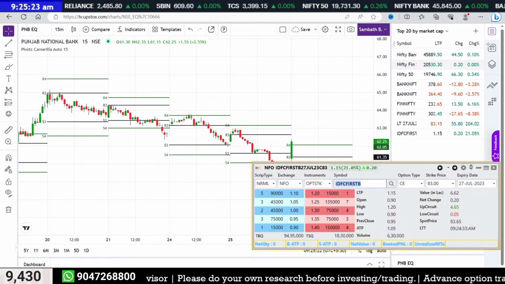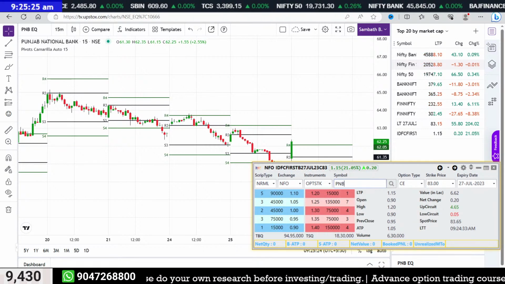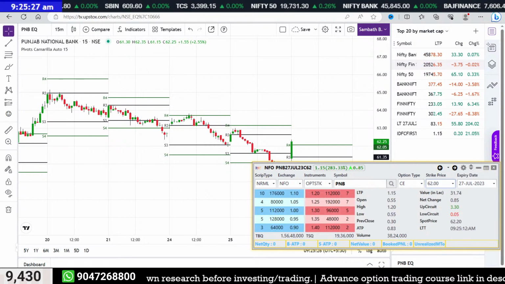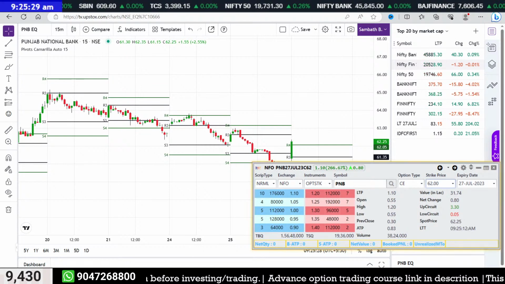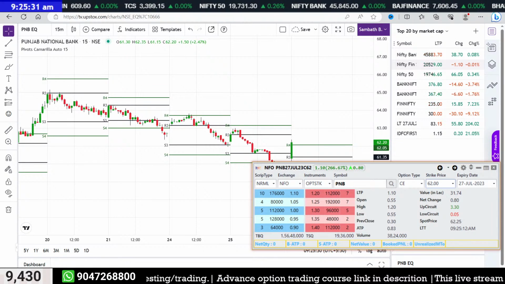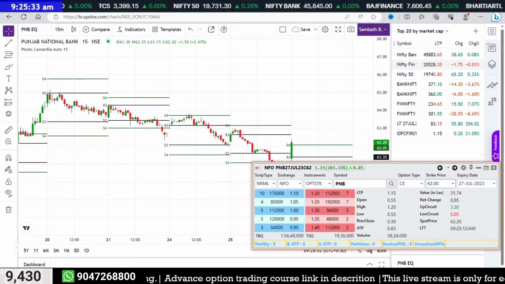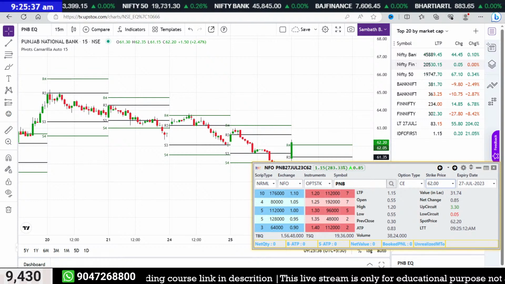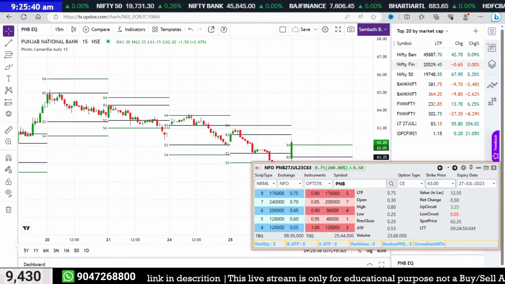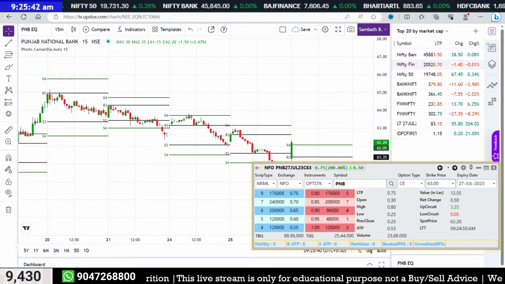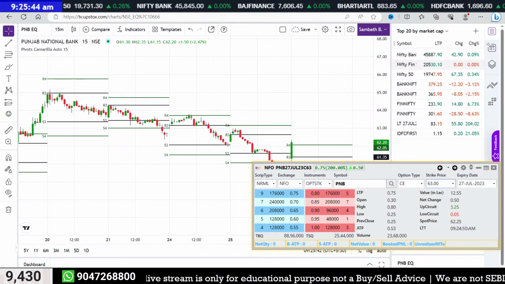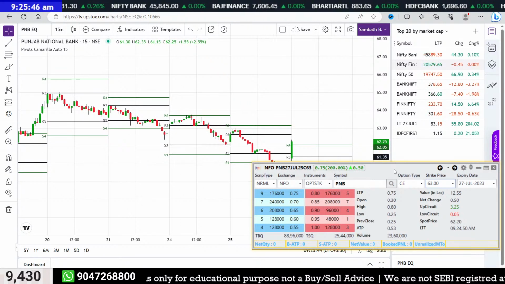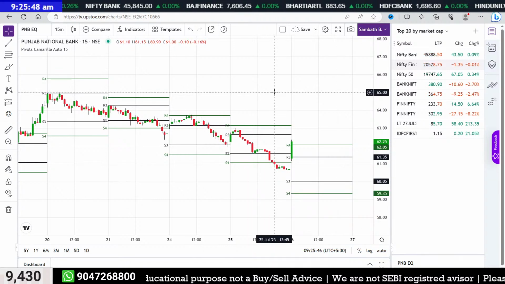What is the strike price? PNB. It's around 1 rupee, 16,000 lot size. If you are ready to take that risk, what is the margin required to do this? It's around 1,48,000 to buy the 62. But if I'm going to buy a 63, 12,800. So maybe 63 call option around 80 paisa. Okay, let me track that.